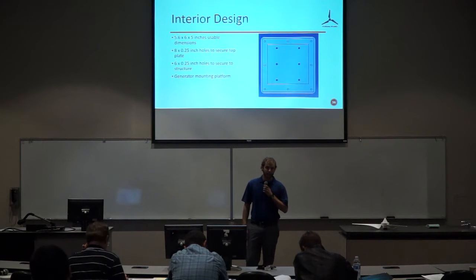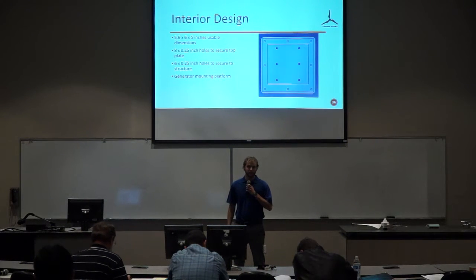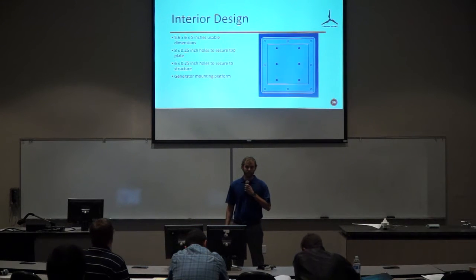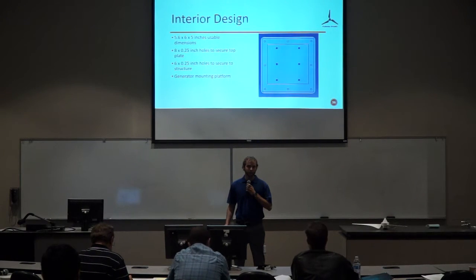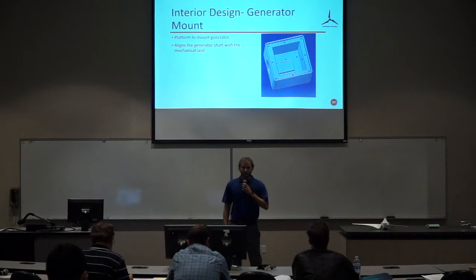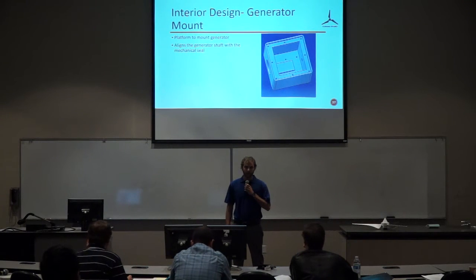The interior design of the nacelle is going to be 5.6 by 6 by 5 inches of usable space. As you can see in the picture above, the 8 1/4 inch diameter holes to secure the top plate in place, the 6 1/4 inch diameter holes to secure to the structure, and it's going to have a generator mounting platform. The generator mounting platform in the interior design of the nacelle is to raise the generator off the bottom of the nacelle to align the high-speed shaft with the low-speed shaft of the rotor.